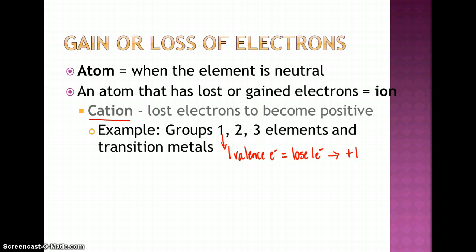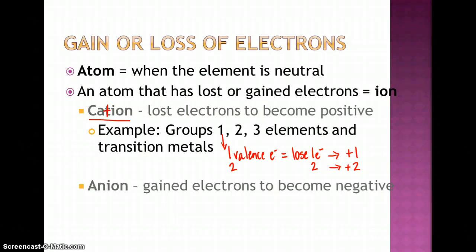If you are in group 2, you do the same thing, but this time you have 2 valence electrons. You will lose 2 electrons and become a positive 2 charge. And as you can suspect, group 3 has 3 valence electrons. You're going to lose those 3 and have a positive 3 charge. Easy way to remember that cations are positive is that they have a T in them that looks just like a plus sign.